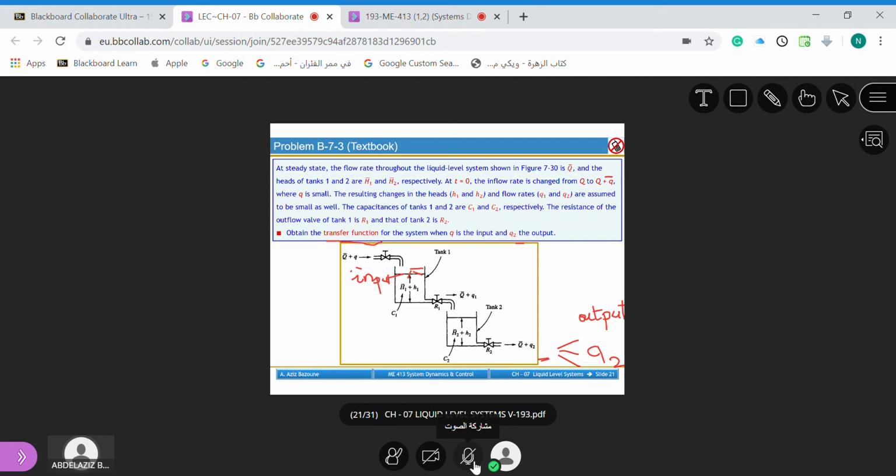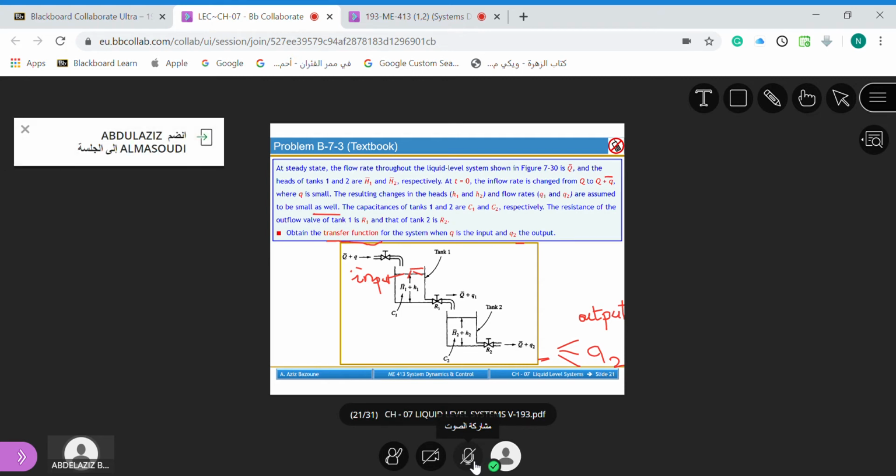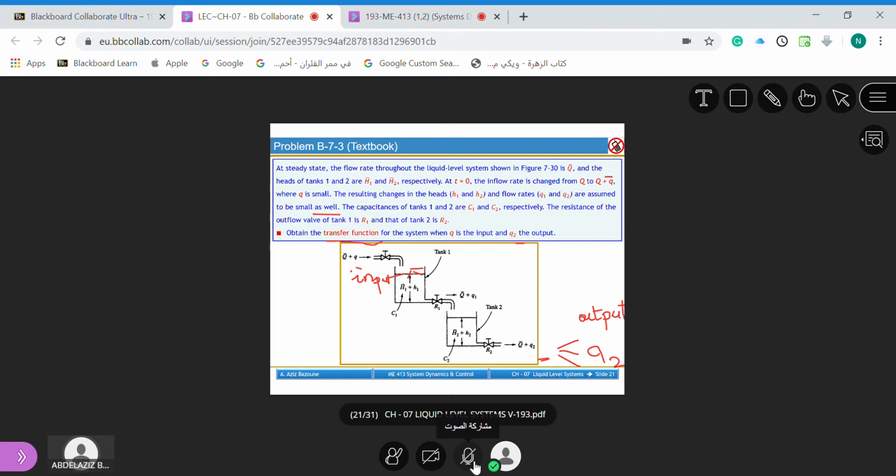The resulting changes in the heads H1 and H2 and flow rates Q1 and Q2 are assumed to be small. The capacitance of tank 1 and tank 2 are C1 and C2 respectively. The resistance of the outflow valve of tank 1 is R1, and that of tank 2 is R2. So basically, what do we have? We have two tanks and two pipes, tank C1 and tank C2, and pipe R1 and pipe R2, and we need to find the equation for this system.